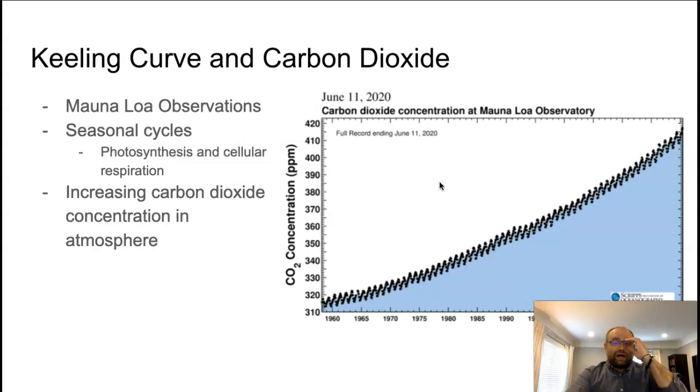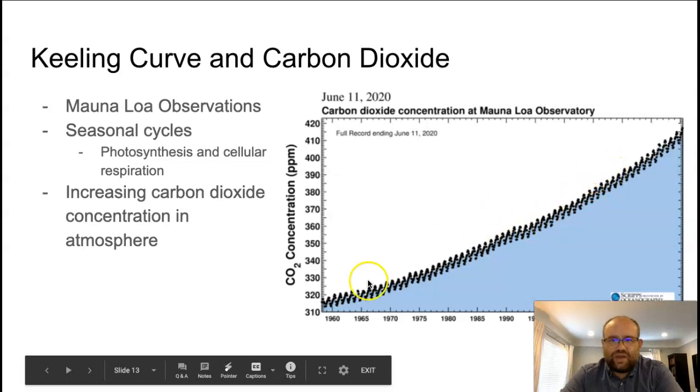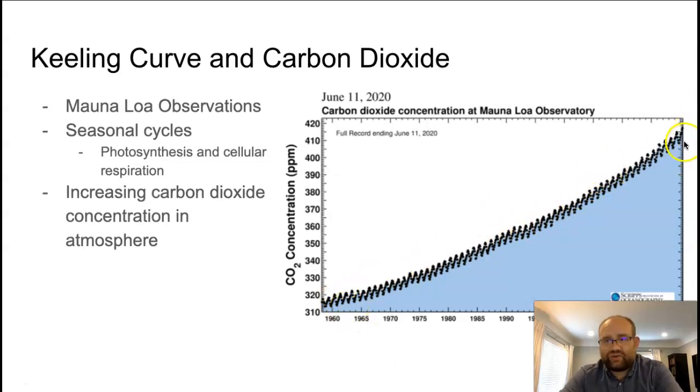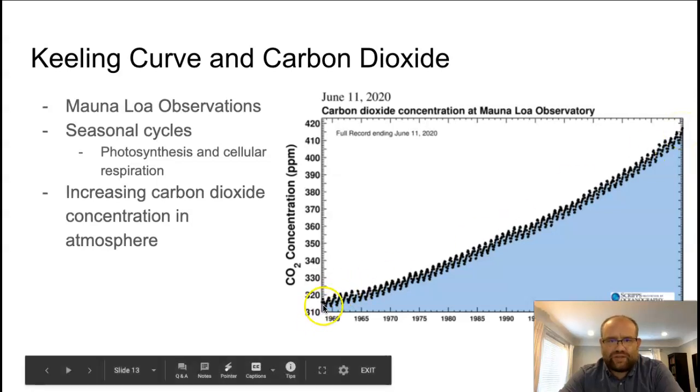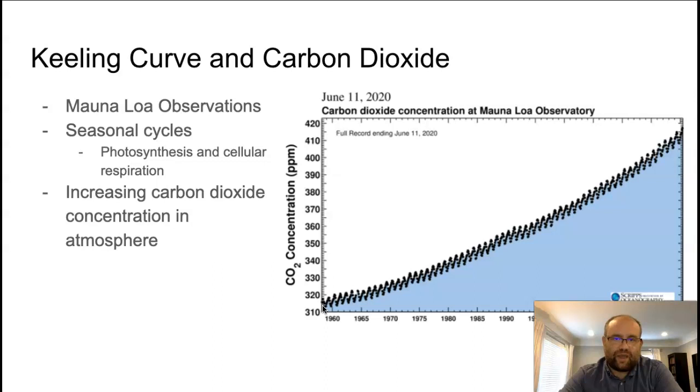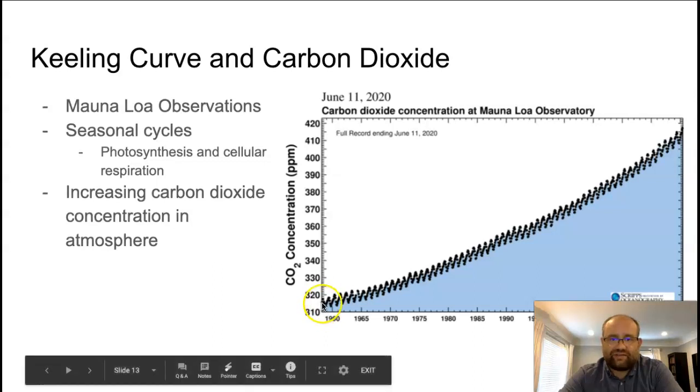Another study, done by Keeling out in Hawaii, was the Mauna Loa observations. Here we see the Keeling curve. Within the curve, we do see an increase in carbon dioxide concentrations in the atmosphere. Today it looks like it's about 413 parts per million, which is about 100 parts per million greater than his start of observations in the mid to late 1950s. But within this curve, we see these seasonal undulations: a peak, valley, peak, valley, peak, valley, with this increasing trend.